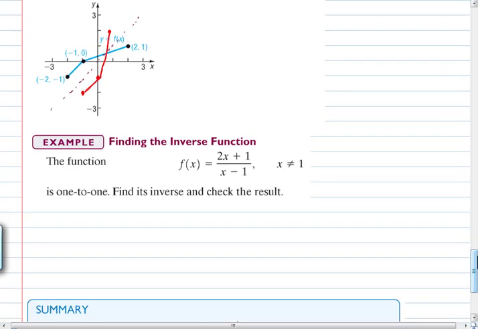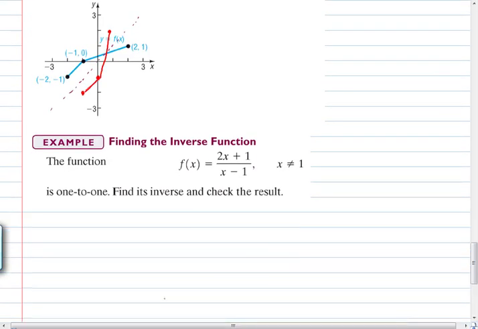So let's look at this last example here. It says find the inverse function for this function. We're going to find the inverse and check the result. How could we check to see if we found the inverse correctly? We could graph it and check the symmetry, or the easier way is to see if f composed with f inverse of x is equal to x, and f inverse composed with f of x is equal to x again. That's how we check the result. But first we've got to find it.